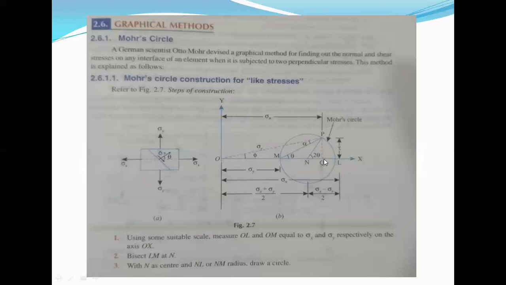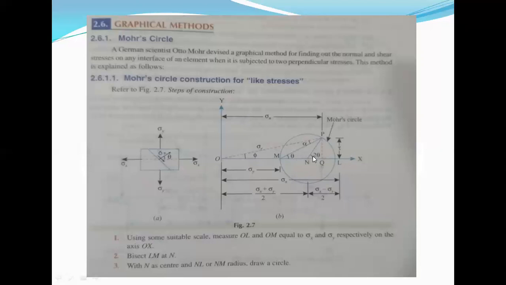When we have got this whole diameter and the center point, then we'll draw a circle by taking this MN or NL as radius. So we'll draw a circle from point N, and this way a Mohr circle will be generated. This circle is known as the Mohr circle.